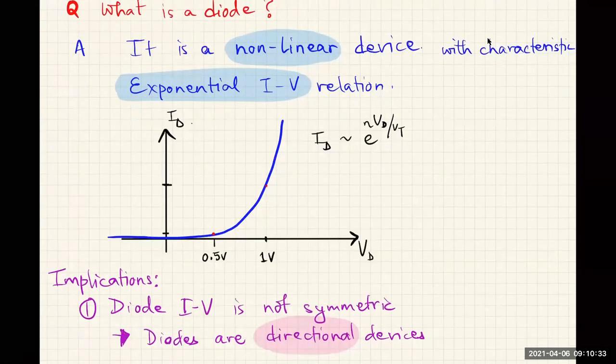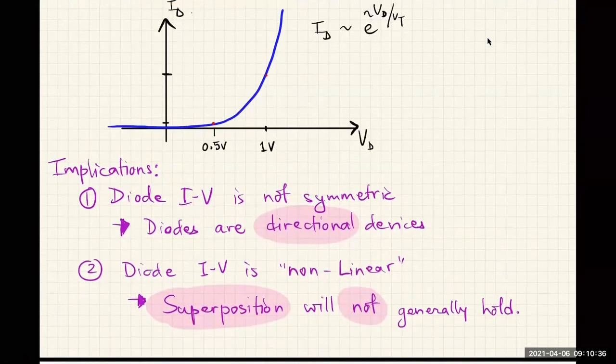So that's the first thing you should notice, and that basically means that diodes are directional devices, and by that I mean if the diode is meant to be placed in a certain orientation in the circuit, then you cannot get the same result by flipping the diode around in the circuit. The second observation you should make is that the current voltage relation is not linear, and so the very useful theorem of superposition will not apply generally. And it's easy to see on the diode curve itself.